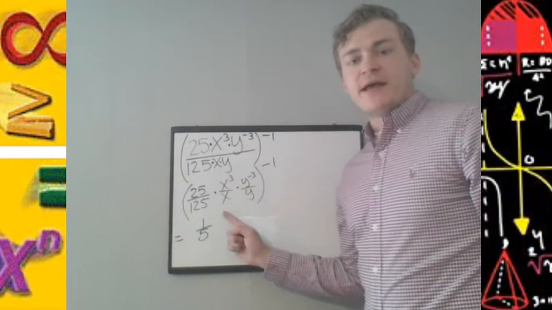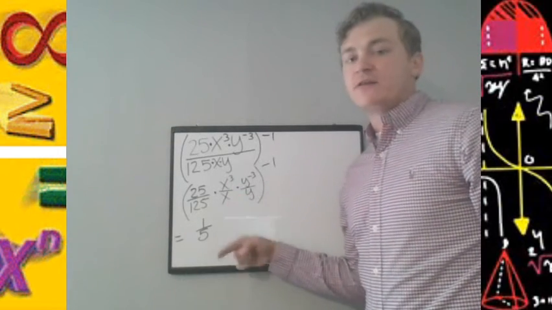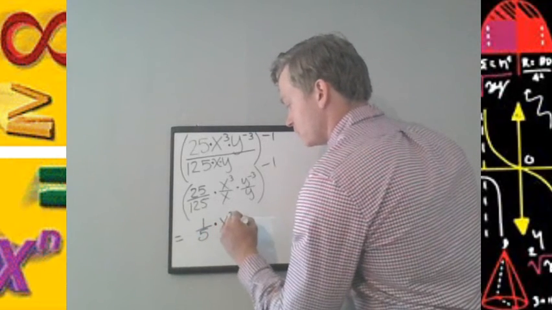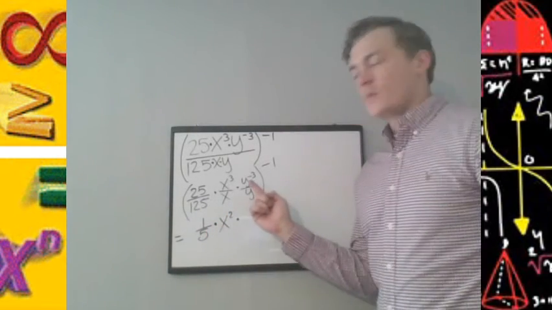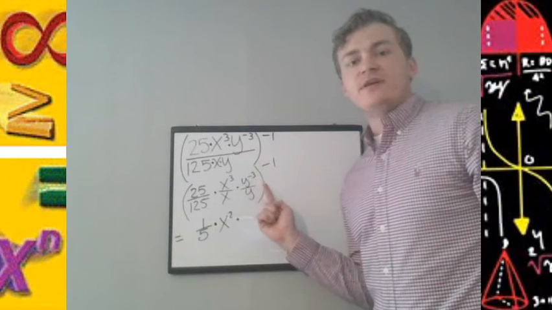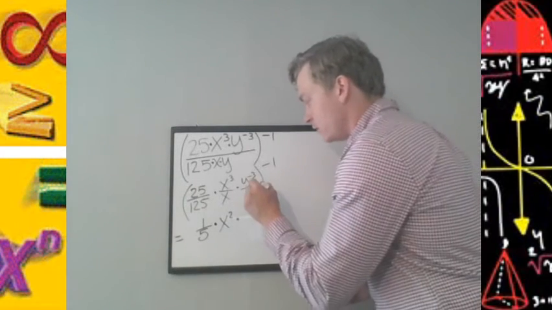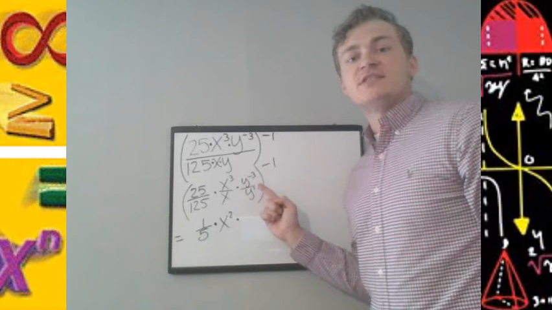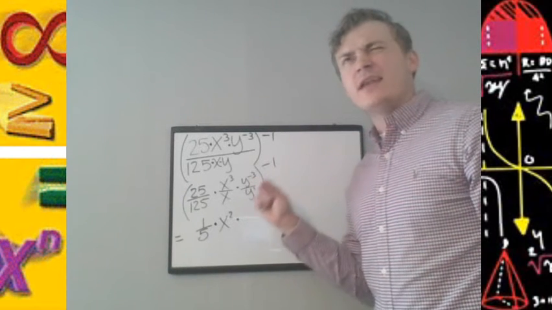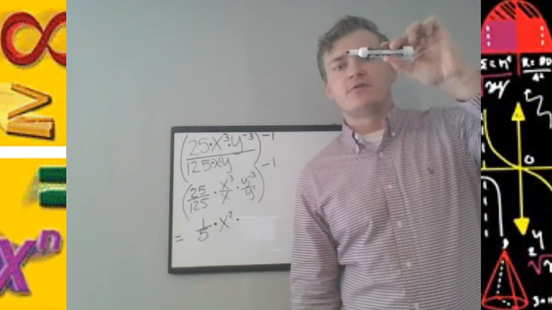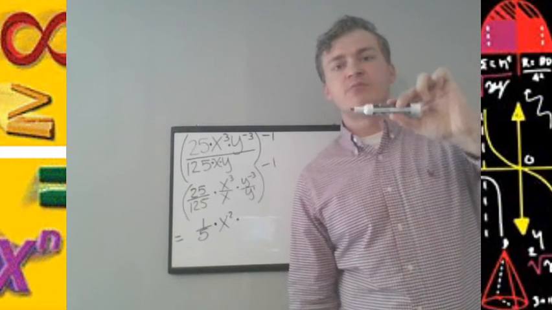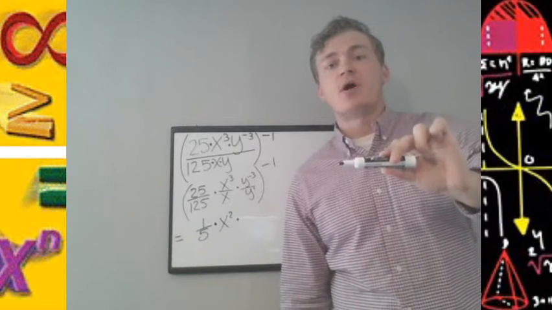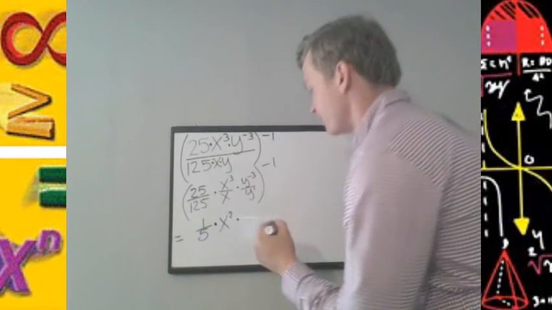X cubed divided by x, 3 minus the 1 factor is x squared. Y to the negative 3 divided by y, again, it's understood to have an exponent of 1. Negative 3 subtract 1, negative 3 minus 1. So here's 0, minus 1, minus 2, minus 3. If I'm at negative 3 and I subtract 1, I go even smaller, negative 4.